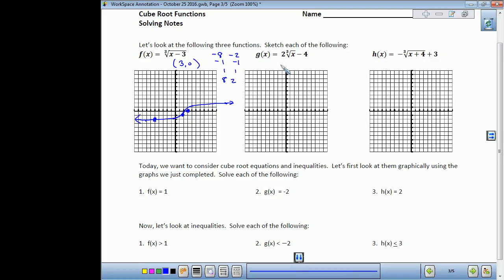All right, g of x, where's the transition point located? Down 4. So 0, -4 is where I'll begin. Now, because of the 2, it multiplies our y's by 2, which causes a vertical stretch. So when I go left 8, I'm going to go down 4. When I go left 1, I'm going to go down 2. Right 1, up 2. Right 8, up 4. So this cube root has been vertically stretched.